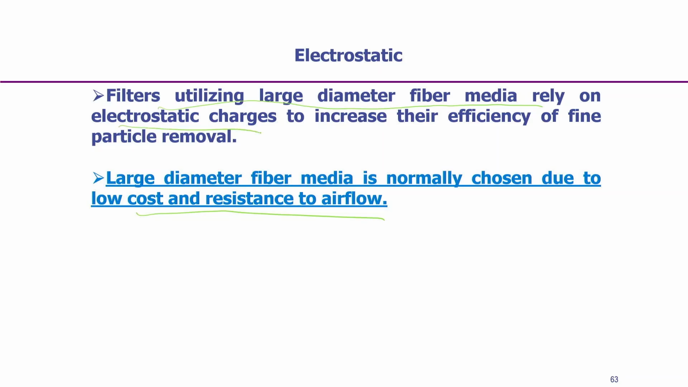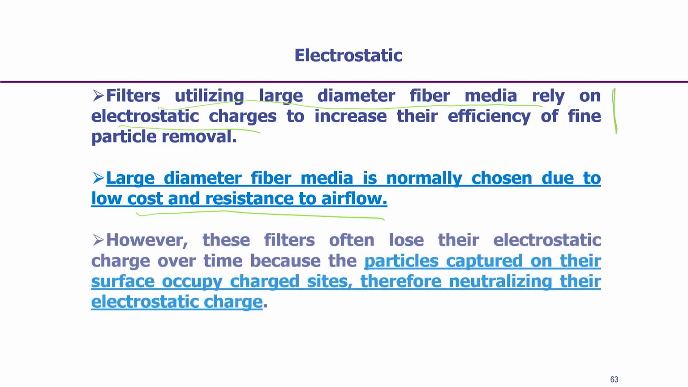So, there will be some filters where we cannot have a very compact fiber structure. In those cases, large diameter fibers are used. So, to enhance the filtration efficiency, we charge the filter with electrostatic charge, but mainly we can think of the automobile filter where we can use this type of electrostatic charge. So, the problem is that it will lose its electrostatic charge with time. Okay.